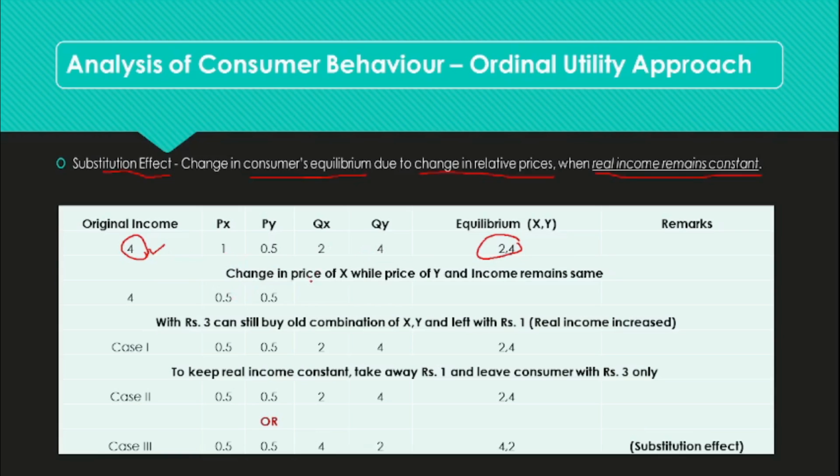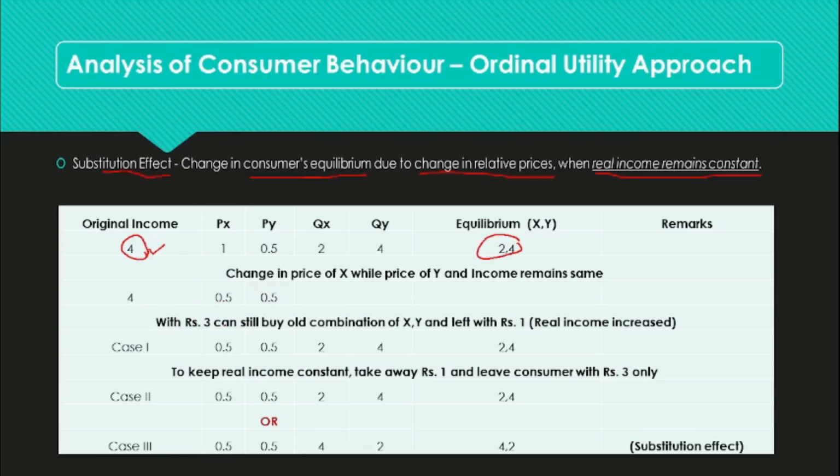Now, what happens if there is a change in the price of one of the commodities here, because we are talking about the substitution effect, in which we are saying that there is a change in relative prices. So let us change the price of one of the commodities. The price of commodity X is lowered and it is now 50 paise, which is equal to the price of commodity Y. So now what is the change here? Simply the price of commodity X has changed and now it is 50 paise. And our actual income is the same, 4 rupees.